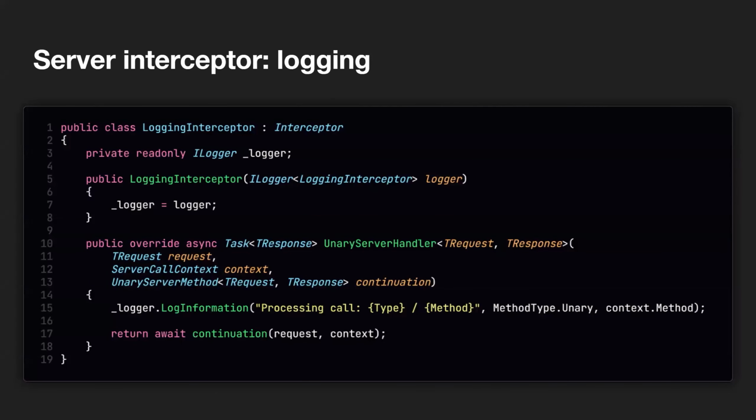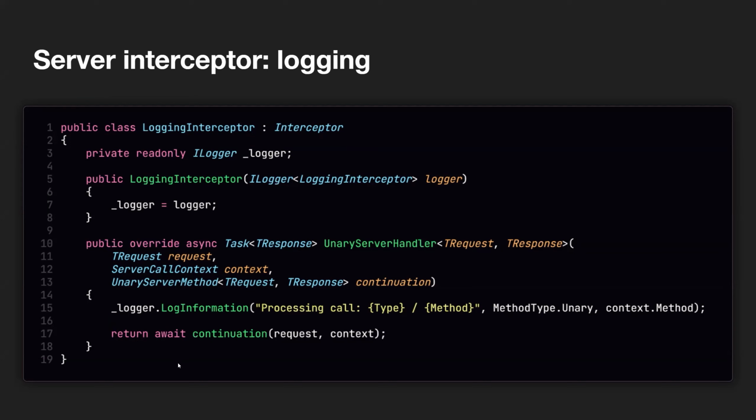I think probably the most typical example is to implement logging. So this is an example of how you can implement a server interceptor which implements logging. You have to inherit from Interceptor, and this is going to give you a couple of methods that you can override. And these methods are specific to the various communication patterns. So the unary request response, client streaming, server streaming, and bidirectional streaming, they all have their own method to override because you might want to handle them in a different way.